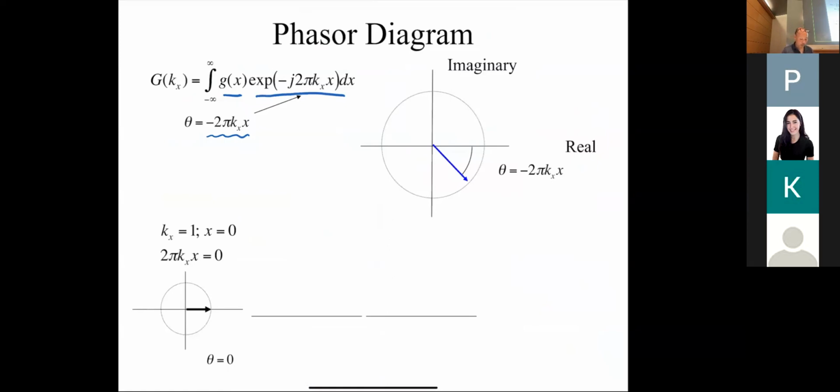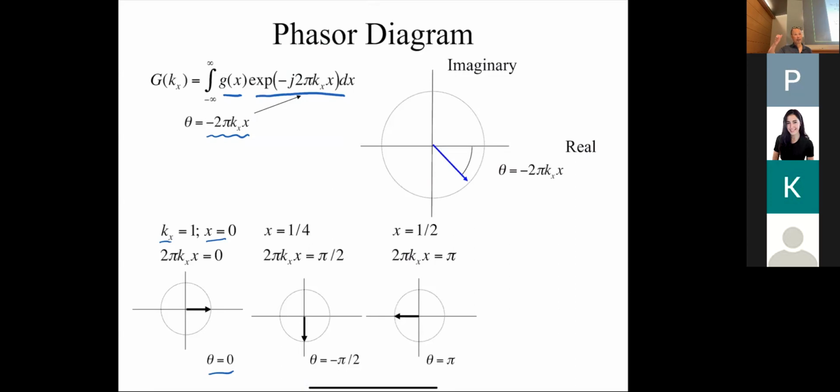So let's say we have kx equals 1. At x equals 0, 2 pi kx x equals 0, so theta equals 0, right? Now we go to x equals 1/4, so we go 1 unit there. 2 pi kx x equals pi over 2, so theta equals minus pi over 2. Then we can go to x equals 1/2, and now we get theta equals pi or minus pi. It's the same. And then in this case, we get 3 pi over 4, or is that right? This should be 2, right? I think that's a mistake. Does anyone want to check that? Okay, 3 pi over 2, yeah. So this is equal to minus 3 pi over 2, and this also equals minus pi, okay?